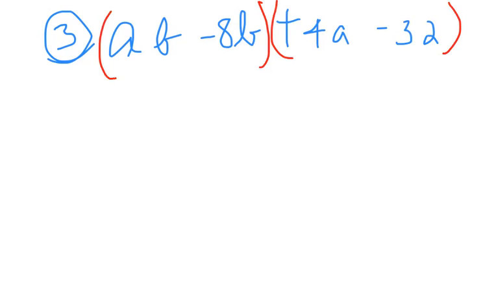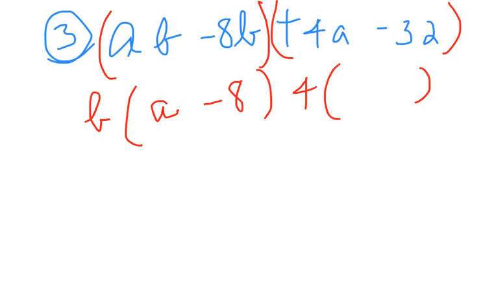So in the first group, the GCF, what do they have in common? AB and negative 8B. They have the B in common. So factor it out, and that leaves you with A minus 8. So move on to the second term. You have 4A minus 32. What do they have in common? What are they both divisible by? They're both divisible by 4. So we're going to factor it out, and that leaves us with an A minus 8.